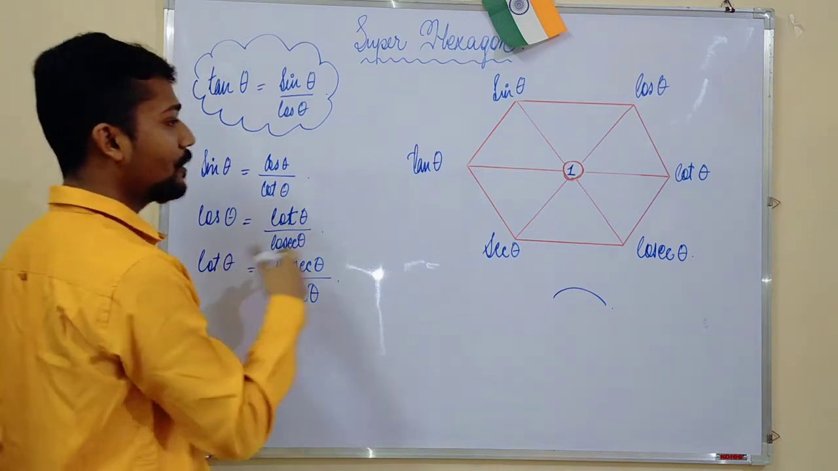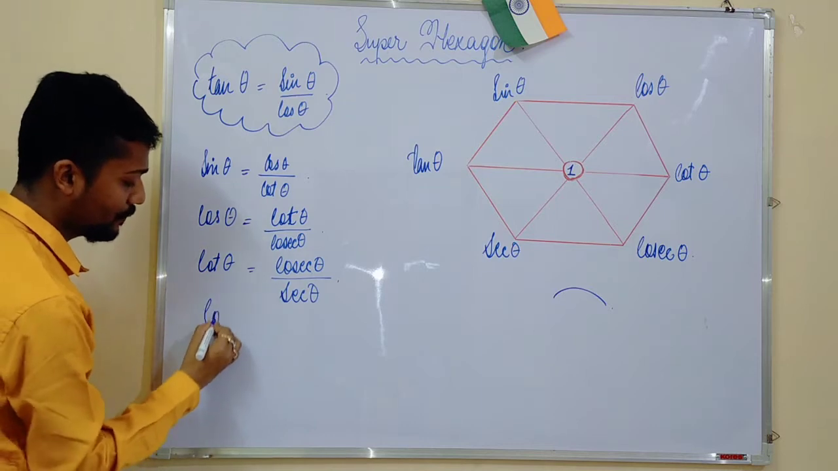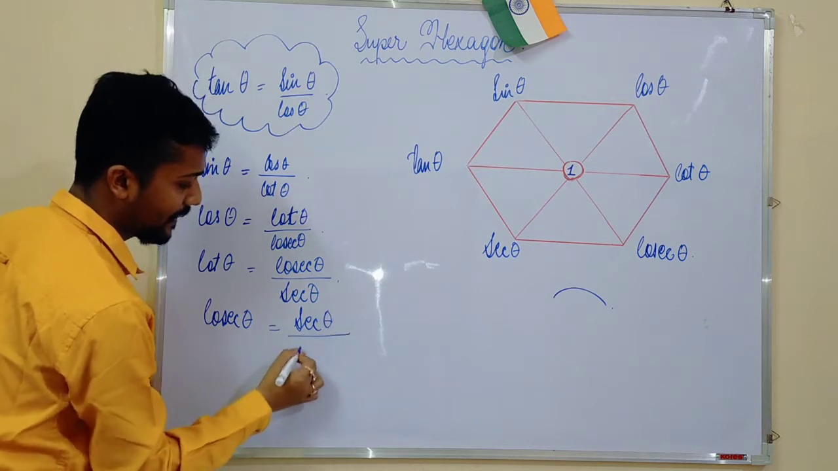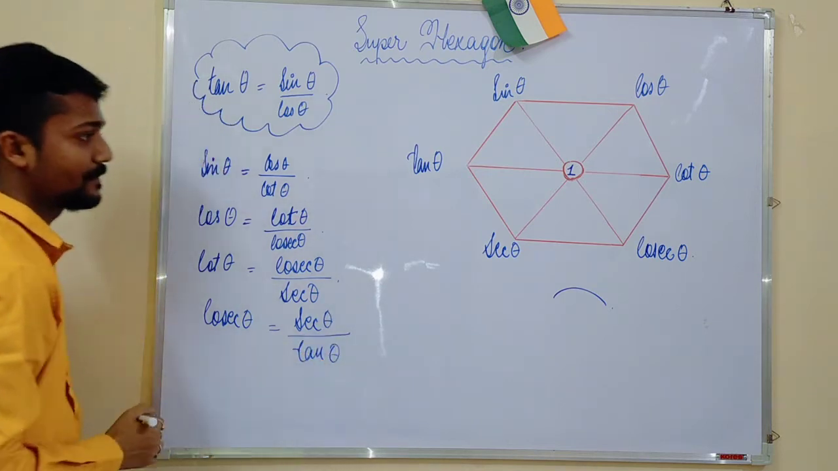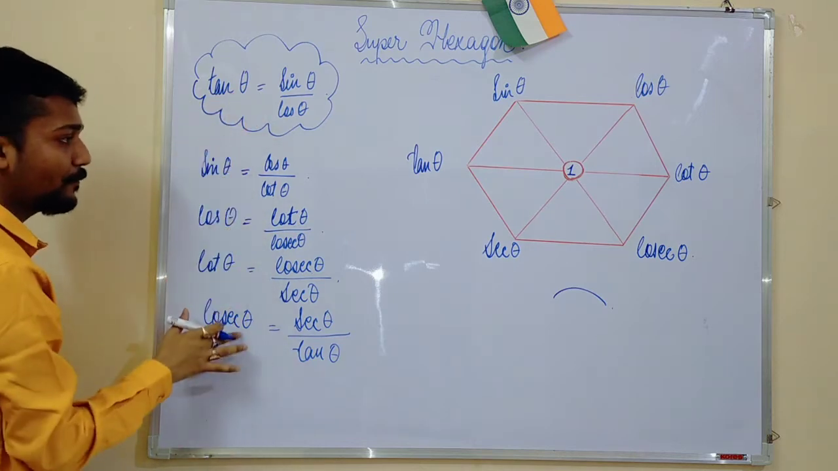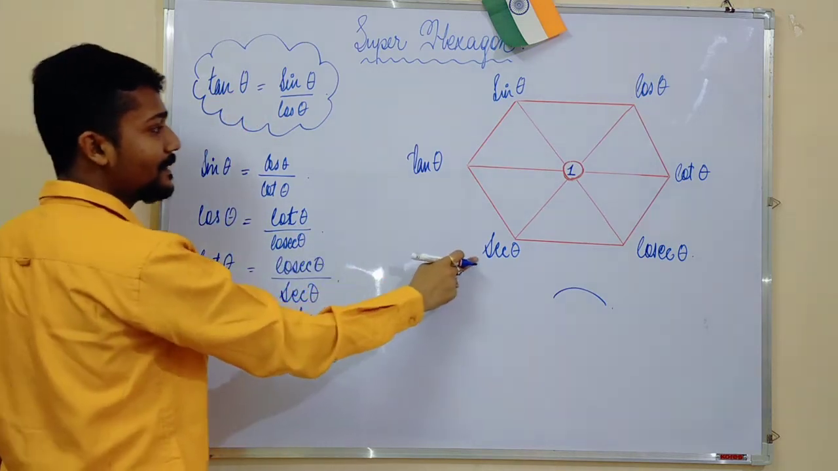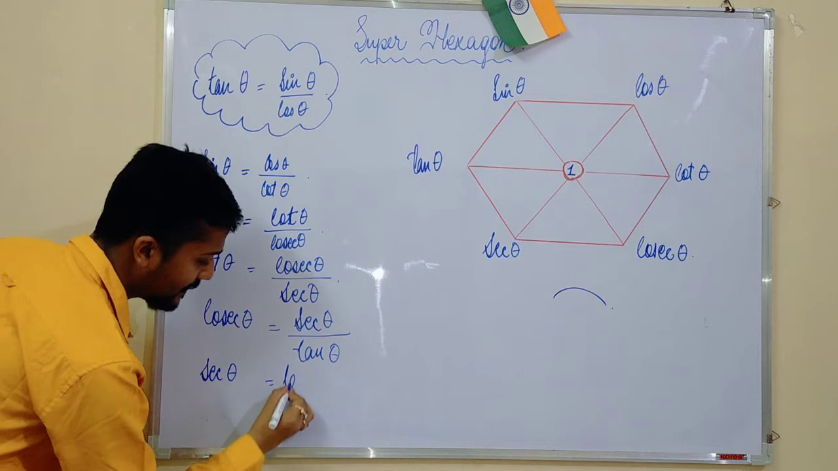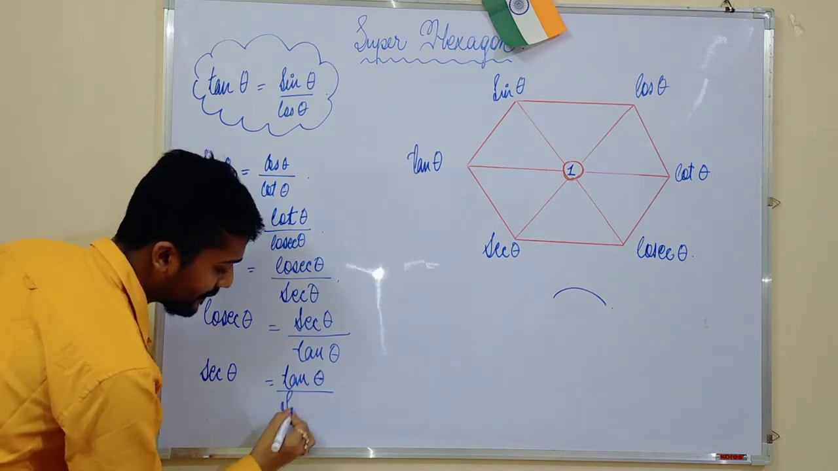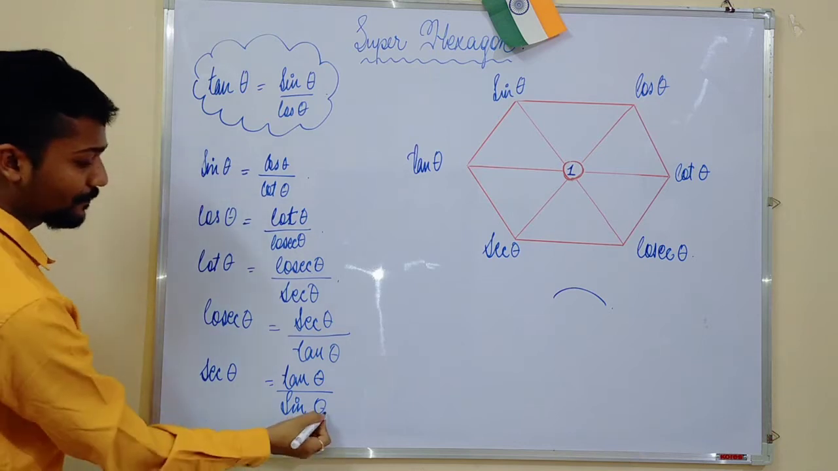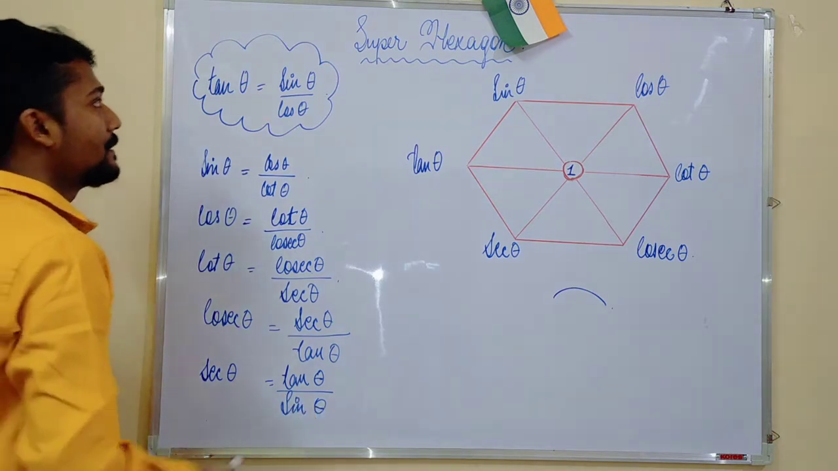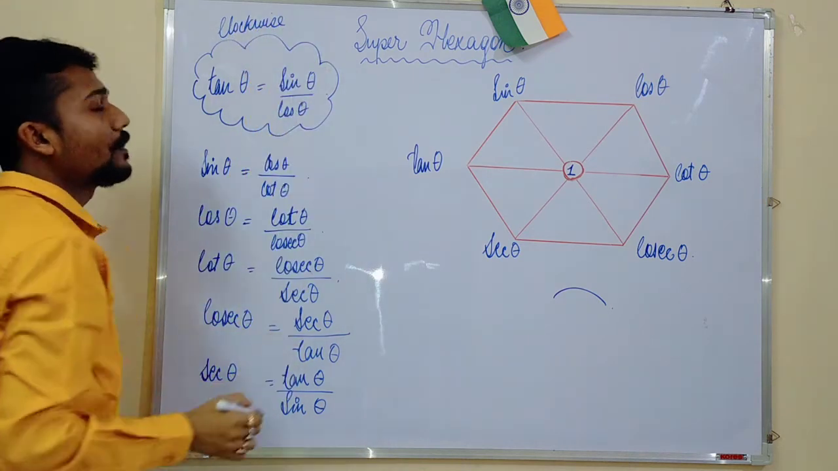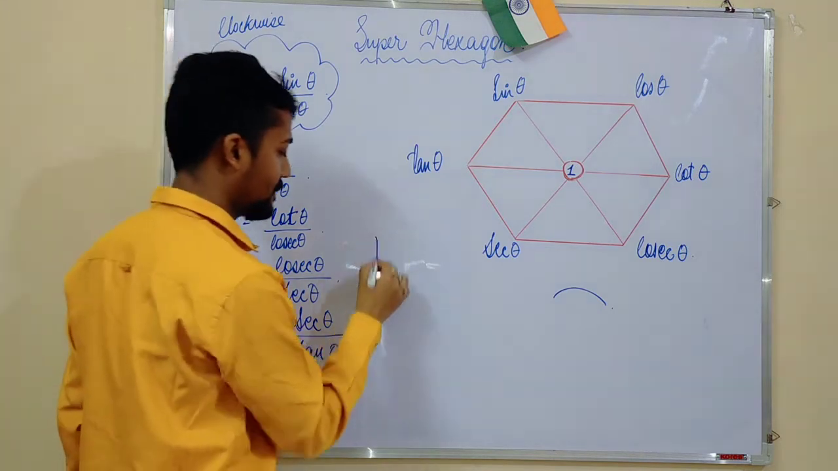Done. After cot it is cosec. That means cosec theta is equal to sec theta by tan theta. Isn't it? 1, 2, 3, 4, 5. The last one is sec. Sec theta is equal to tan theta by sin theta. Done? So the clockwise direction is over.